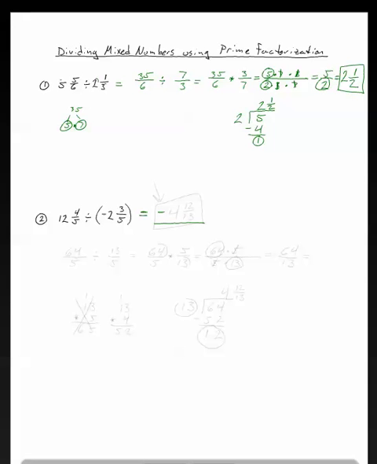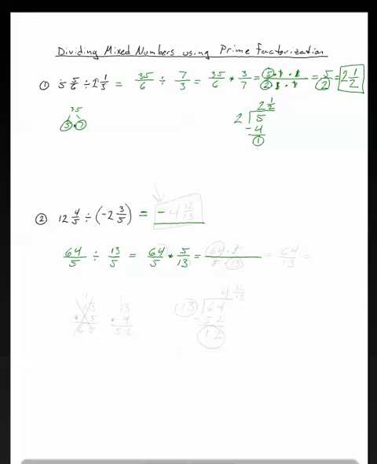Now I have to convert both of these to improper fractions. So I'd say 12 times 5 is 60, plus 4 is 64, over 5. Divided by 2 times 5 is 10, plus 3 is 13, over 5. Next step is to turn it into an equivalent multiplication problem. So we've got 64 over 5. Division turns into multiplication. And then we flip the second fraction. 5 over 13.